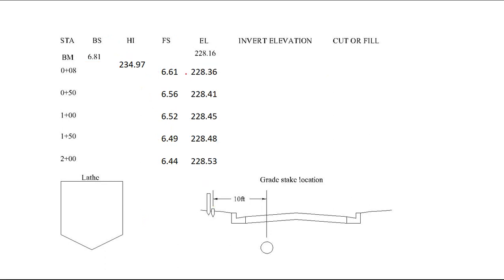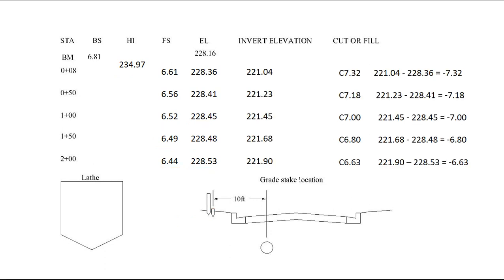So 234.97 minus 6.61 is 228.36. 234.97 minus 6.56 is 228.41. 234.97 minus 6.52 is 228.45. 234.97 minus 6.49 is 228.48. And 234.97 minus 6.44 is 228.53. So that gets us the elevations on the hubs.